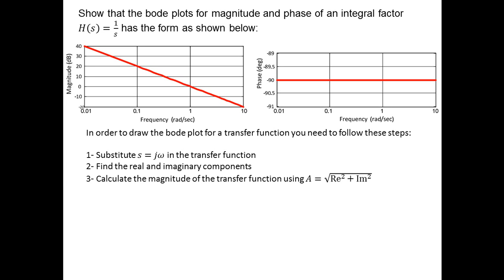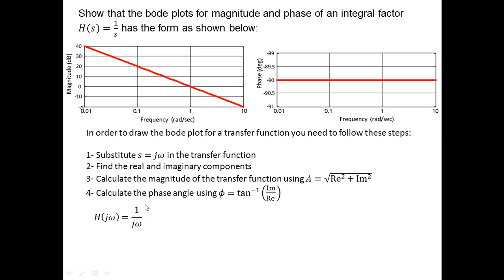A equal to the square root of the real part squared plus the imaginary part squared. And the fourth step is to calculate the phase angle, where the phase angle is tangent inverse of the imaginary part over the real part. For this specific case, the first step is to substitute j omega in the transfer function. Instead of the s, we have the j omega here.